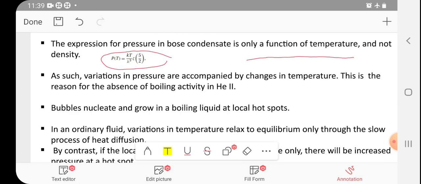This is one of the important characteristics of the pressure for the Bose condensate. As such, variations in pressure are accompanied by change in temperature, which is quite obvious from the above mathematical relation between the pressure and temperature. This is the reason for the absence of boiling activity in helium 2. Such dependence of the pressure on the temperature is responsible for the absence of boiling activity in helium 2.